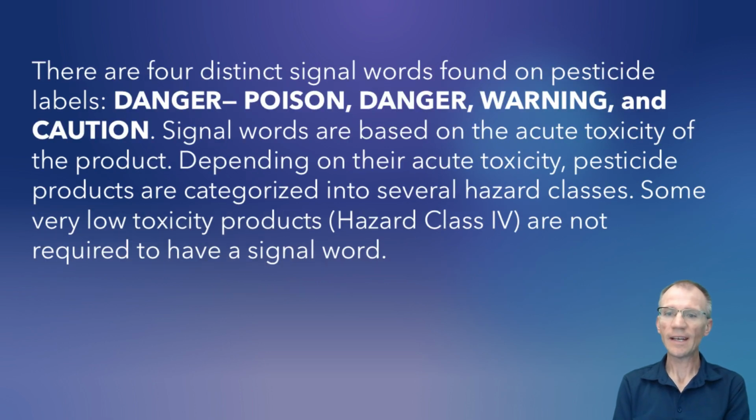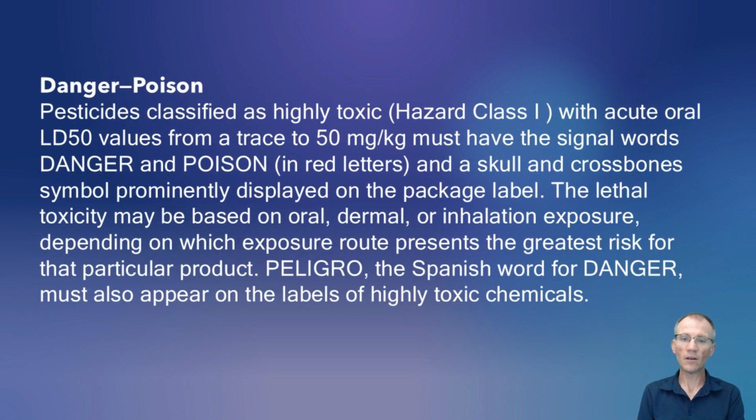There are 4 distinct signal words found on pesticide labels: danger-poison, danger, warning, and caution. Signal words are based on the acute toxicity of the product. Depending on their acute toxicity, pesticide products are categorized into several hazard classes. Some very low toxicity products, hazard class IV, are not required to have a signal word. Let's talk about our first signal word, danger-poison.